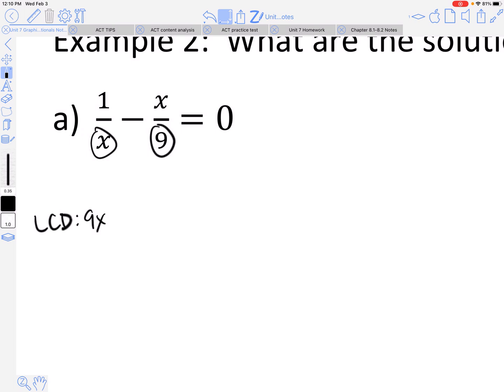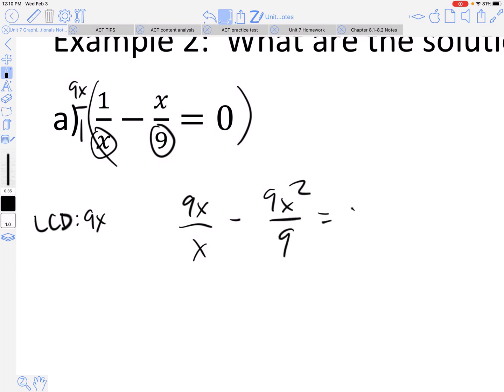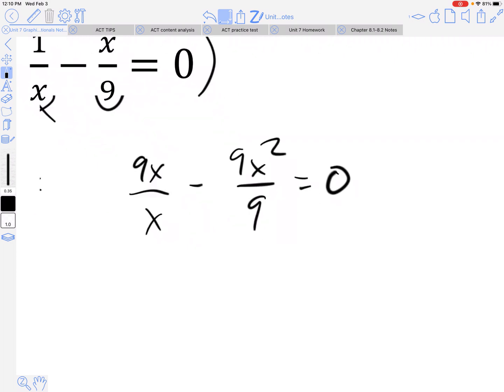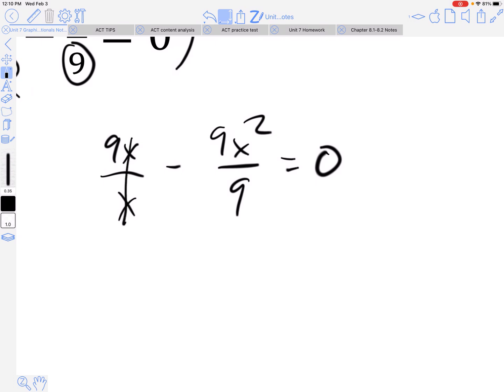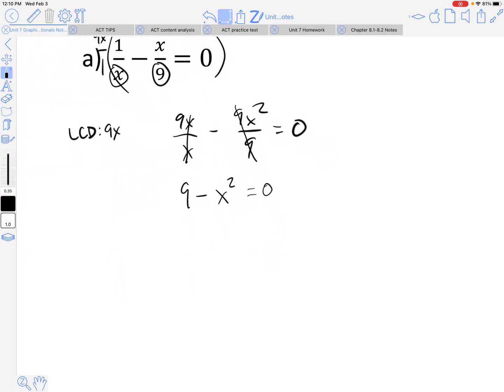So what I'm going to do, again, is multiply everything by 9x, technically over 1, so that's why my denominators stay the same, because I'm just multiplying by 1 with 9x in the numerator. So I'm going to get 9x over x minus 9x squared over 9 equals 0 times 9x, which is 0. Now, notice those x's will cancel out, those 9's will cancel out, leaving us with 9 minus x squared.